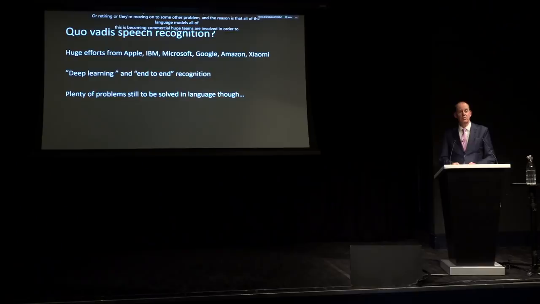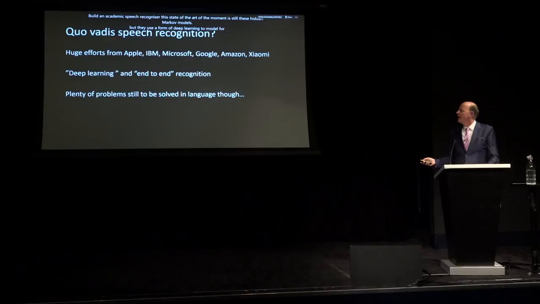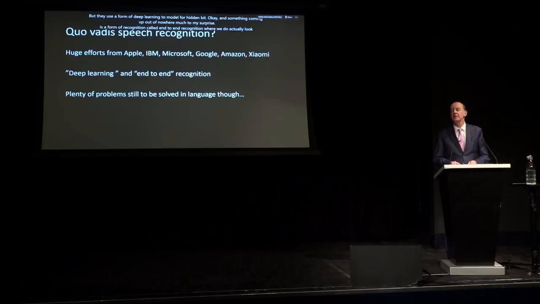The state of the art at the moment is still these hidden Markov models, but they use a form of deep learning to model the hidden bit. Okay? And something coming up out of nowhere, much to my surprise, is a form of recognition called end-to-end recognition, where we do actually look at the waveform. We ignore all of that feature extraction process. For reasons I've talked about, I am not super optimistic that that will be the ultimate solution to the problem.